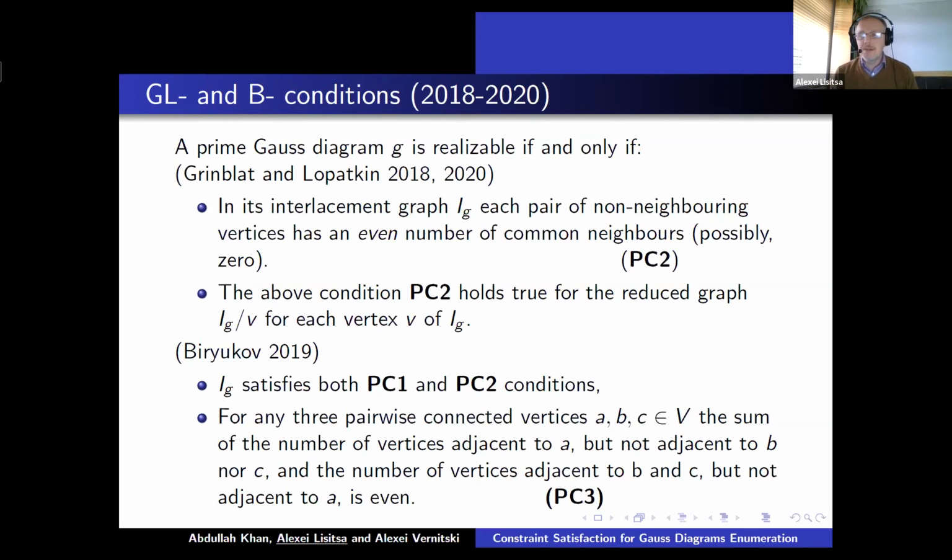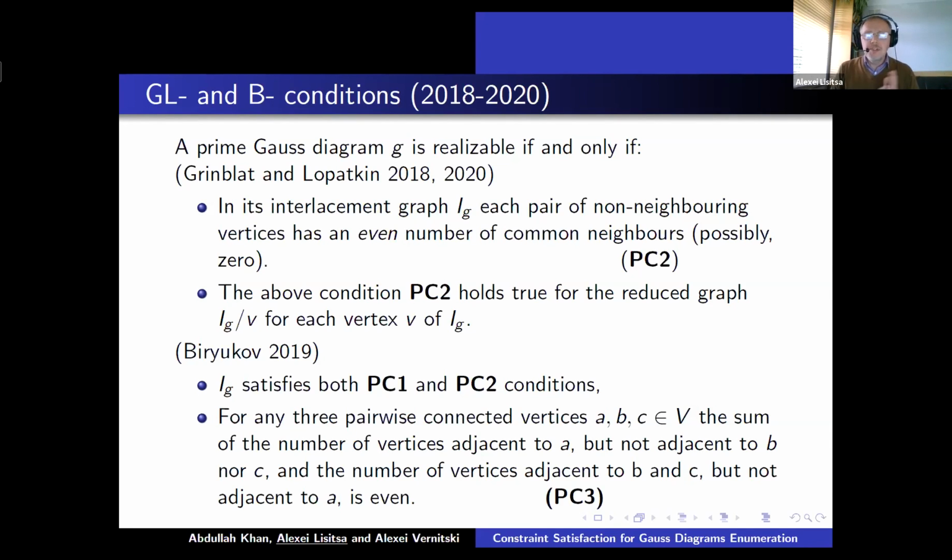There are new variants of these conditions formulated in the work by Grinblat and Lopatkin and also by Biryukov. And the conditions are pretty simple. So let me start with this PC2 from Grinblat Lopatkin. Essentially, it says each pair of neighboring vertices has an even number of common neighbors. Very simple condition. And the second condition, they formulated in terms of a transformed graph. So they claim it has to satisfy the same condition if you transform a graph a little bit, reduce a graph. Essentially, this operation is some local inversion.